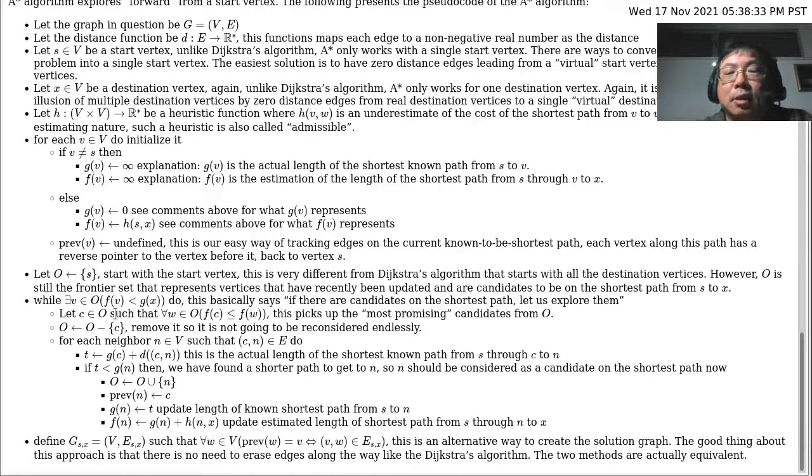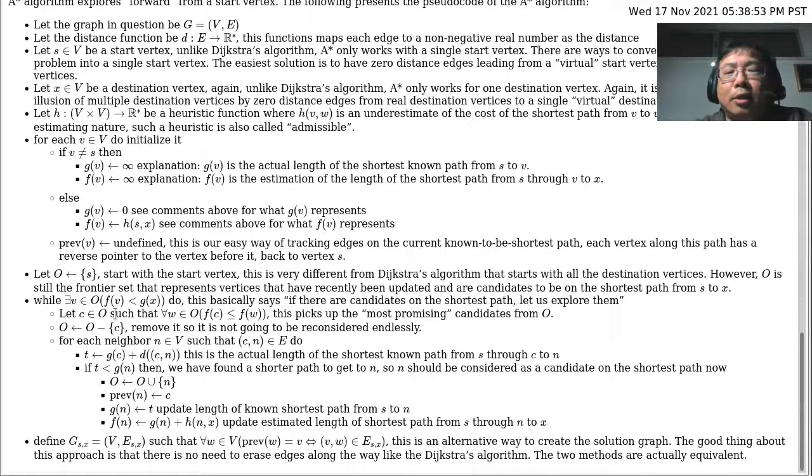G of x is the length of the shortest known path from the start vertex to the destination. It doesn't mean that's going to be the actual length of the shortest path. It simply means it is the length of the shortest path found at this particular point in time.